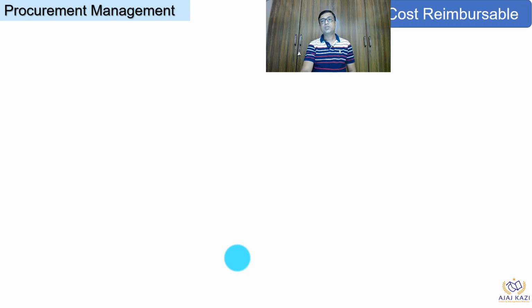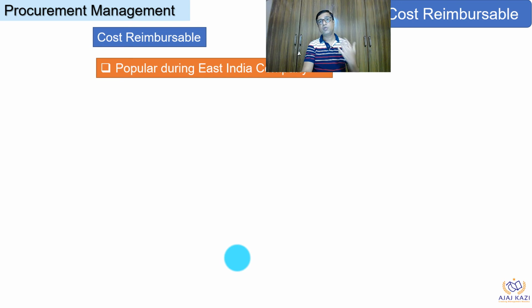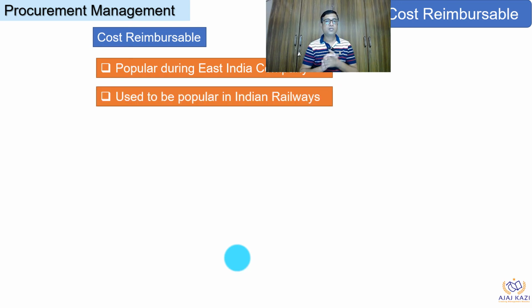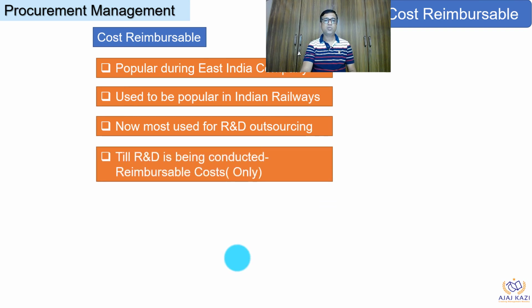Next one is cost reimbursable. Cost reimbursable is a little difficult. It was popular during the East India Company when they came in India. This was also a form of contract in Indian Railways, and it still operates. But now mostly it is done for the R&D projects. So let us look at how it works.